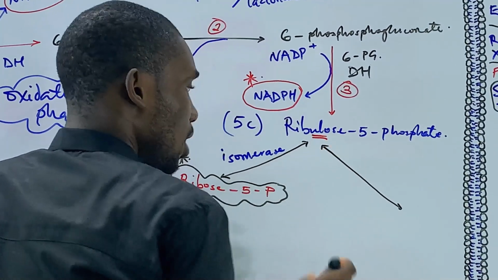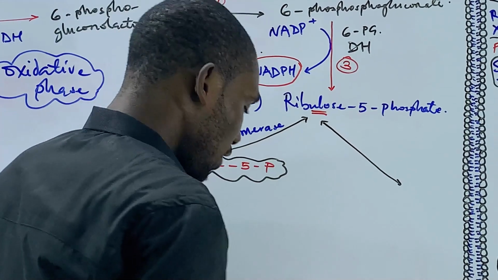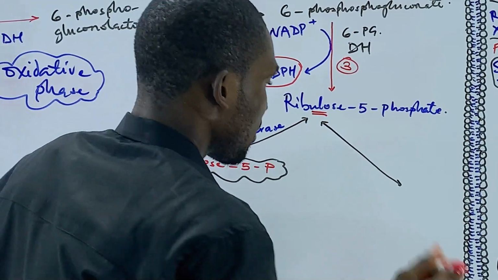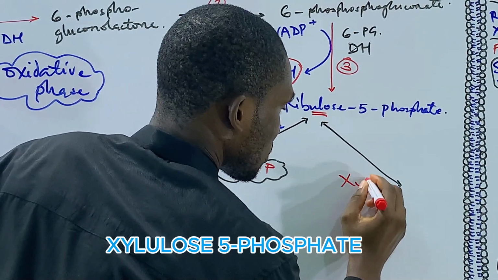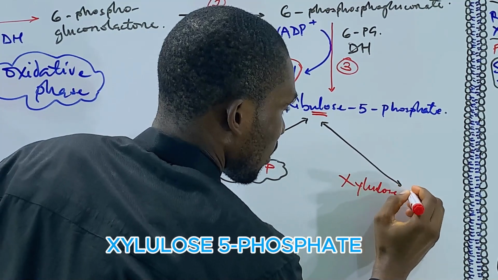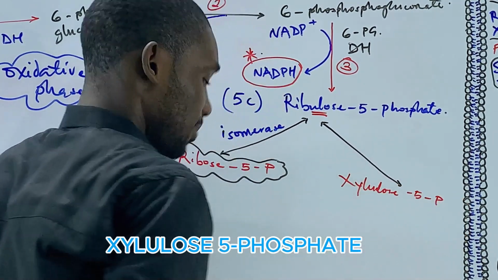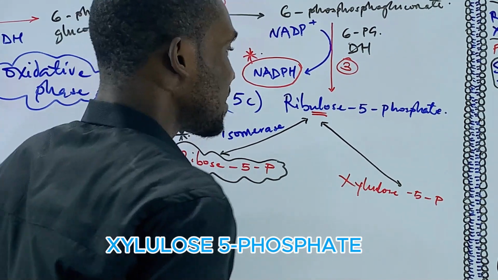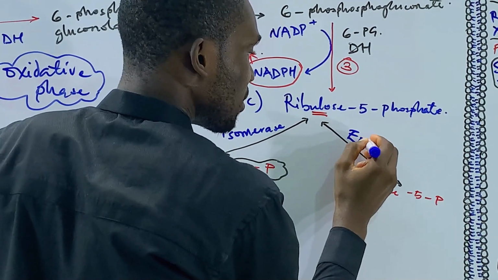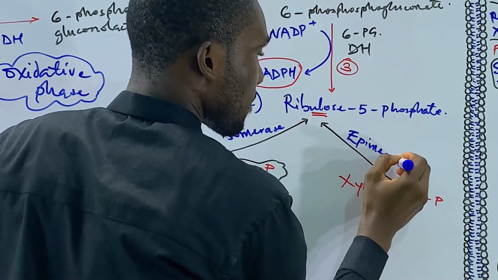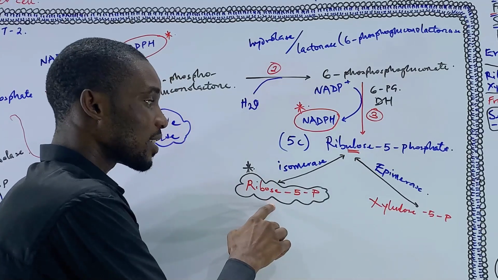do something else, converting this ribulose 5 phosphate to xylulose 5 phosphates. The name of this enzyme is epimerase. So this is an epimerase.